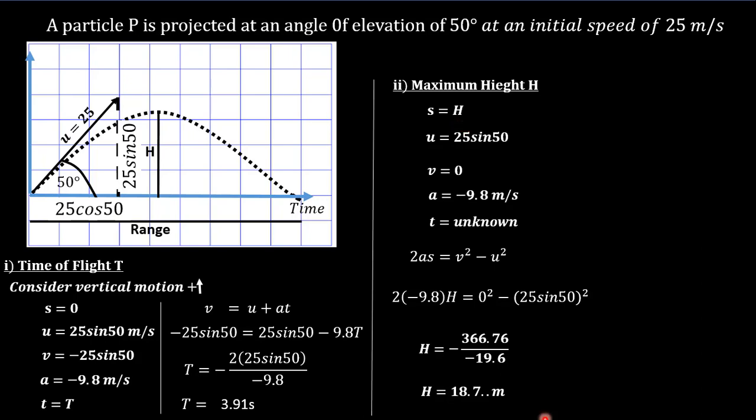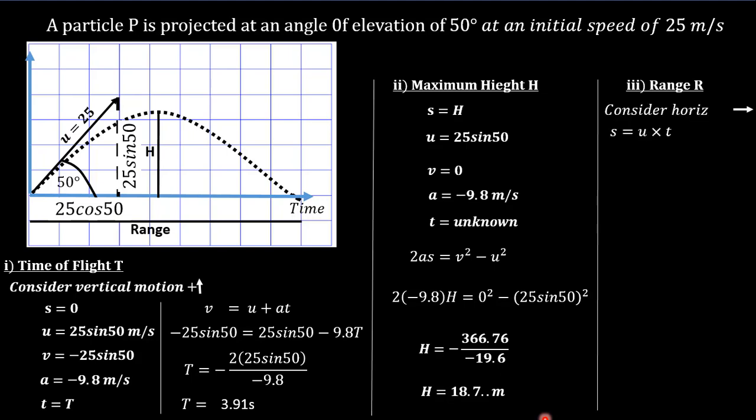Finally, the last part of the question is to find the horizontal distance called the range r. Students, for this particular case, we have to consider the horizontal motion of the particle. And for the horizontal motion, there is no acceleration, since there is no air resistance and there are no opposite forces. So the body is moving with uniform speed. So we can easily find the distance, which is going to be s equals u times t.